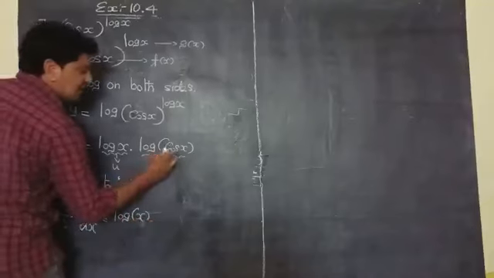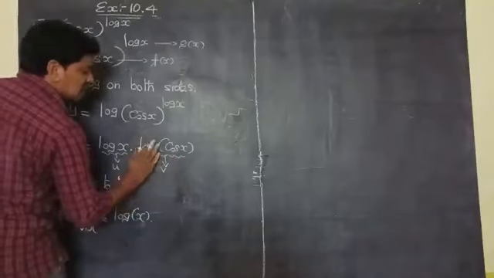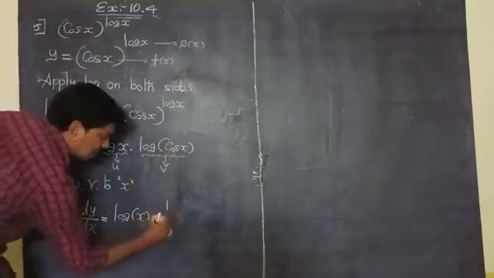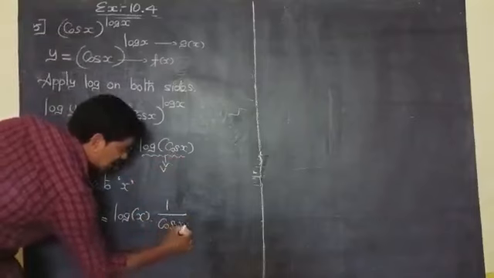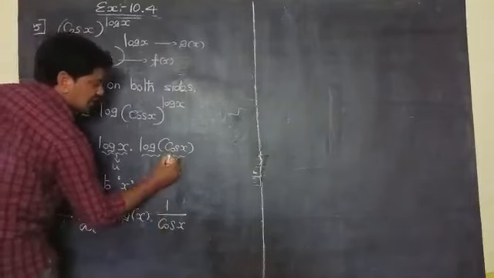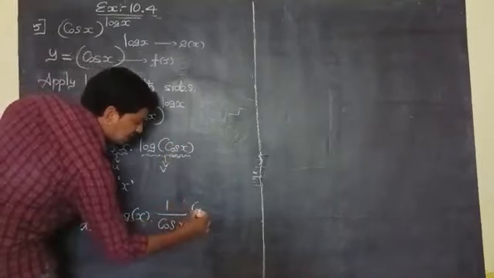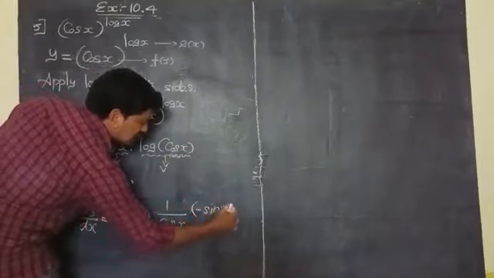Differentiate the function v of x. Assume that cos x equal to x. That means log x means 1 divided by x. Once again differentiate the function cos x. The derivative of the function cos x is minus sin x, into minus sin x.